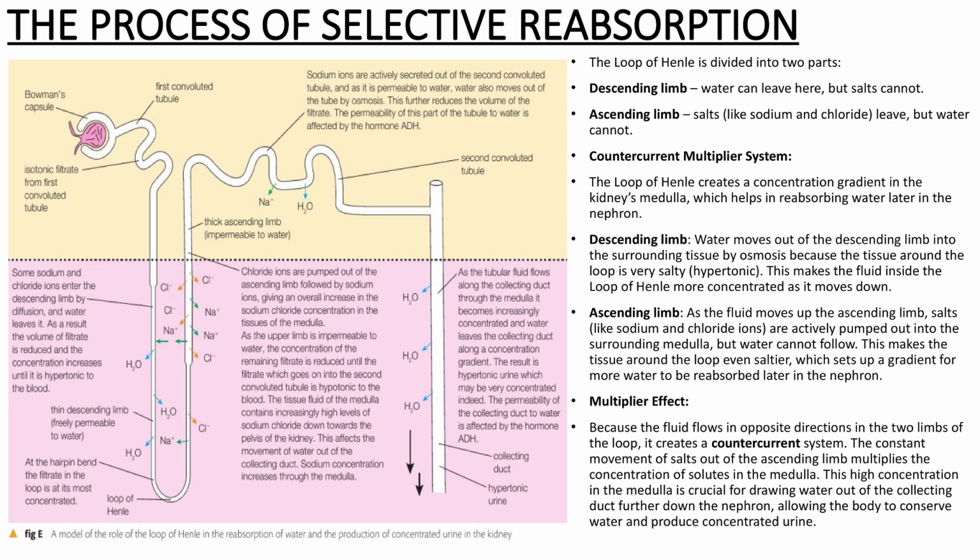The removal of ions contributes to the high concentration of solutes in the surrounding tissue, which helps maintain the concentration gradient required for water reabsorption. This selective permeability and transport of ions create a concentration gradient in the surrounding medulla, which is essential for water reabsorption later in the collecting duct.